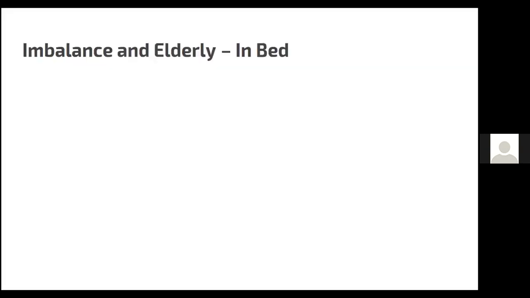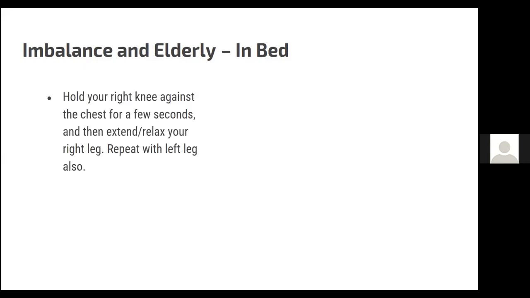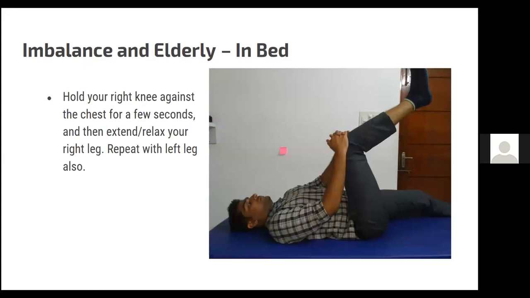So now, after the first session, we are actually doing the exercises. We have divided the exercises into 3 parts. First one is in the bed, second is on the chair, and third is while standing. So first is, hold your right knee against the chest for a few seconds and then extend your right leg, and then repeat the same process with the left leg.